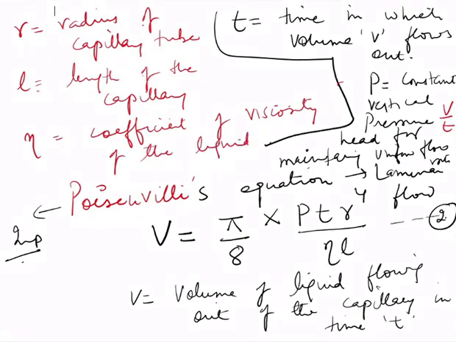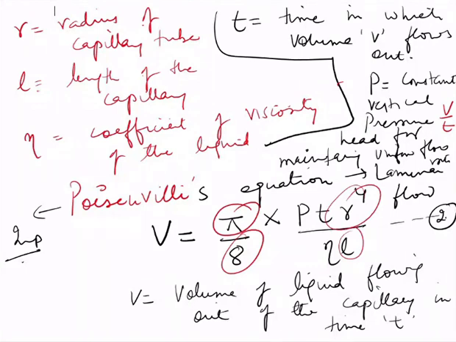Now for any given capillary, class, is this equation clear to everyone? Equation number 2: V is equal to pi/8 into PT/R4 eta L. Everything here is about the capillary. Now for any given capillary, pi, 8, R and L are all constant.